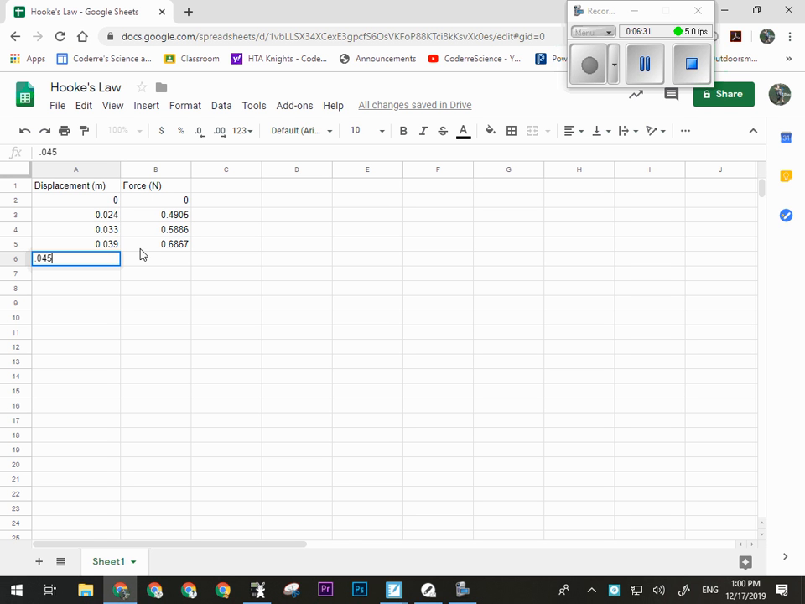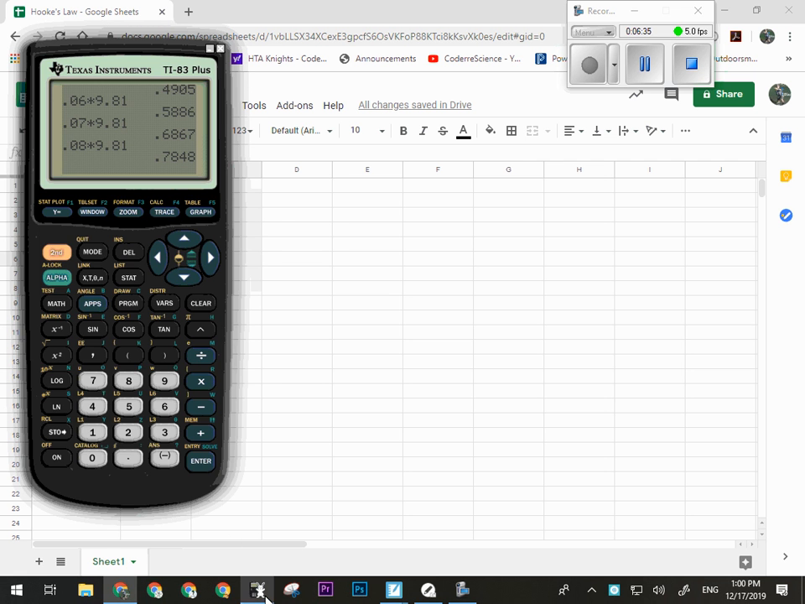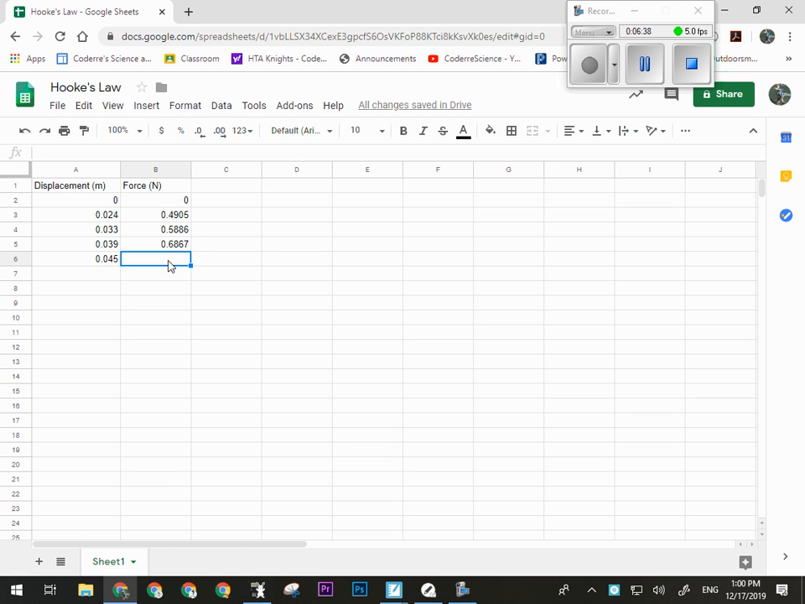Okay, so we got 0.045 meters on there now as the length, and we had 0.7848 for our force. All right, so we got one of these that's out a little bit, but the other ones are looking pretty consistent, or pretty linear here. And you can actually remeasure that first one in case I measured it wrong.